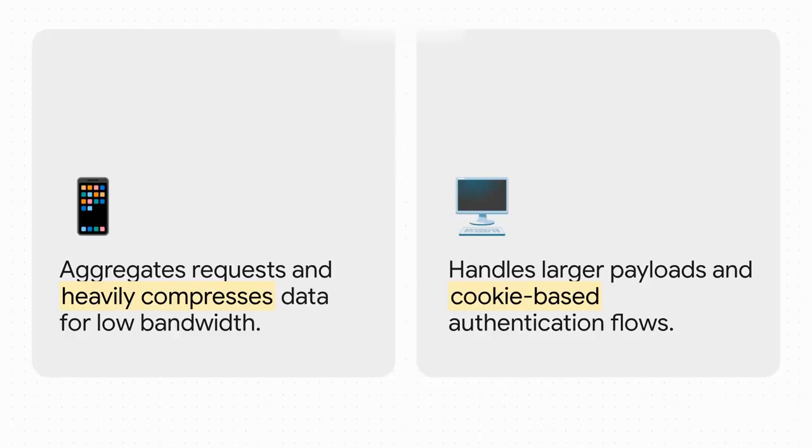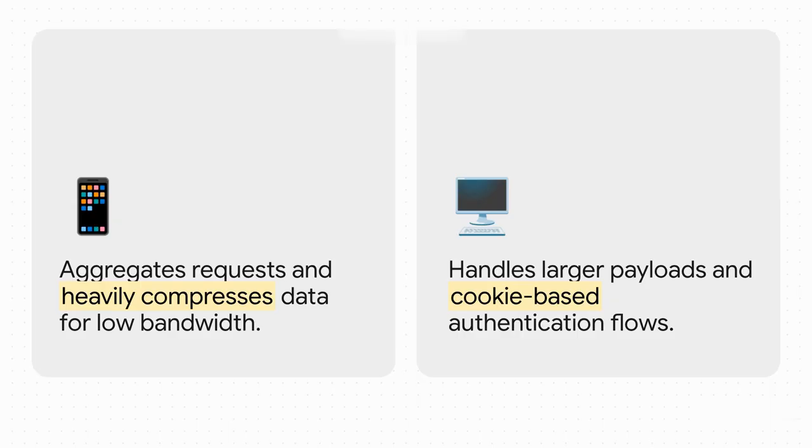You can really see the stark difference when you compare a mobile BFF to a web BFF. A mobile BFF is like a minimalist. It aggregates multiple downstream microservice calls into one single request to save your phone's battery life, and it heavily compresses that data because it expects low cellular bandwidth. On the flip side, the web BFF handles much larger payloads for those rich browser dashboards and deals with entirely different cookie-based authentication flows. By splitting these responsibilities up, neither client has to compromise on performance or security.